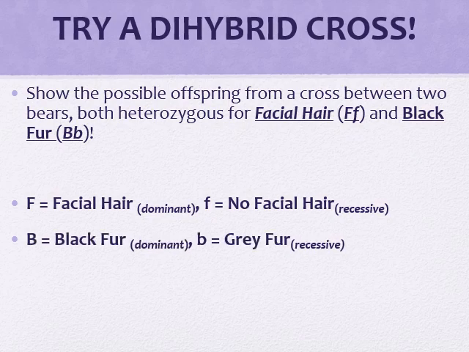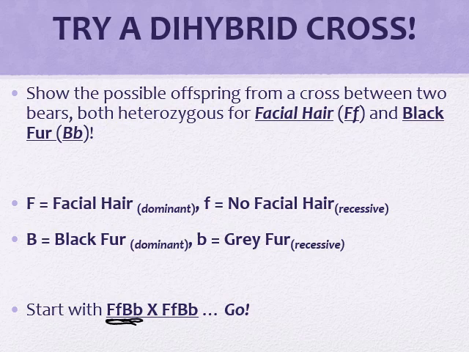And as far as fur color goes, the second trait we're looking at, black fur, capital B, is dominant to gray fur, lowercase b. So we're going to go ahead and do a cross with heterozygous for facial hair and black fur, and cross that with another bear that is heterozygous for facial hair and black fur. So on the next slide, I'll go ahead and show you how to set this up.